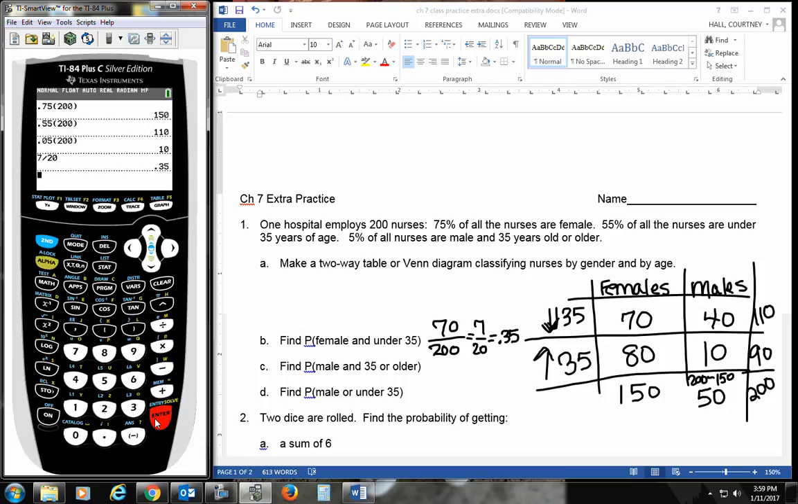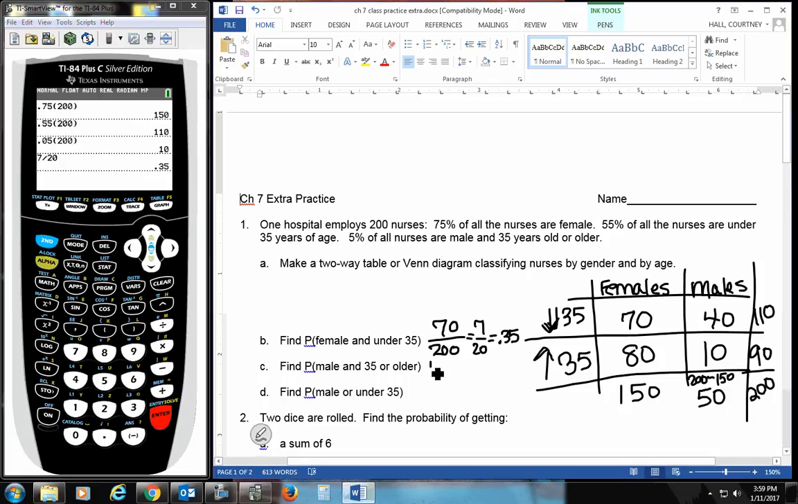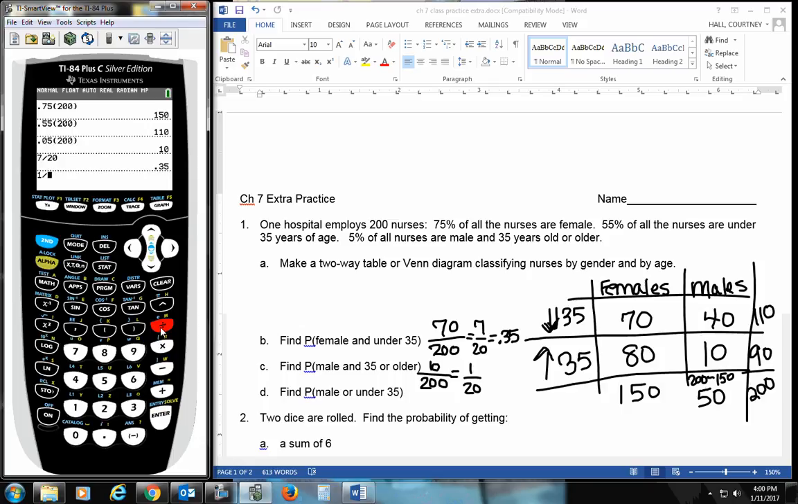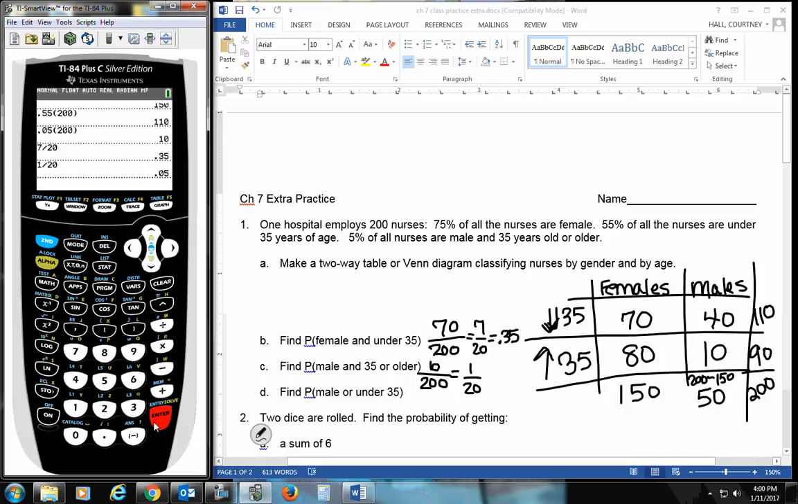Find the probability that they are male and 35 or older. So male and 35 or older are 10 of the nurses, and we want to go out of the total number of nurses, which is 200. Simplifying that would get you down to 1 over 20. We can divide that out if we want the decimal answer instead. So that would be 5% or 0.05.